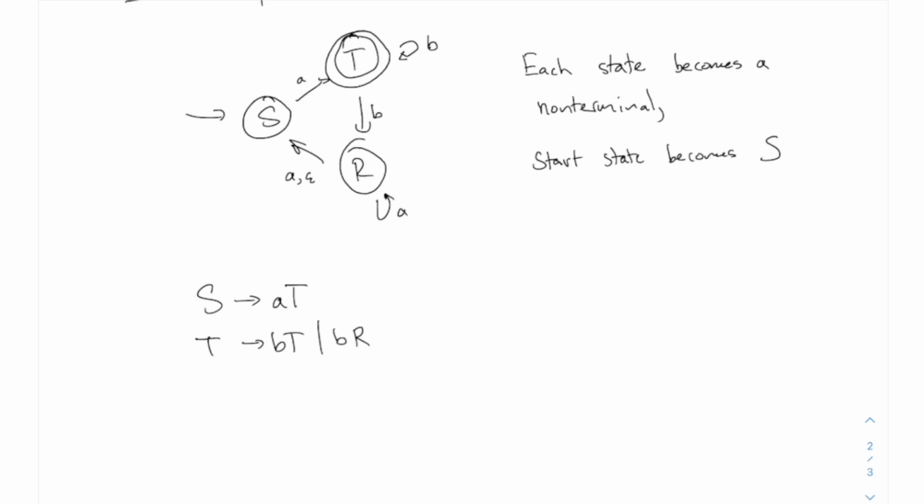And for R, you just look at each of the outgoing arrows, and you copy them over in this way. R, there's an A arrow going back to R, so that you translate as R goes to AR. There's also an A arrow going over to S, which we translate as R goes to AS. And there's also an epsilon going over to S, which you translate as R goes to S. I mean, you could write epsilon S if you want, but epsilon you don't need to put in there because it represents the empty string. And there's one more ingredient that needs to be indicated in the grammar.